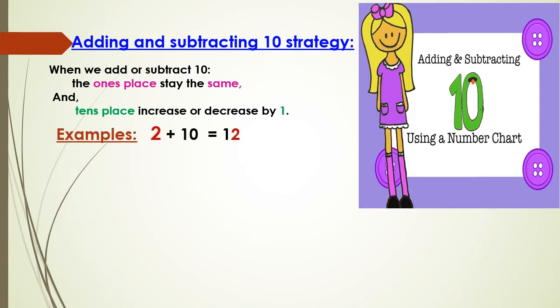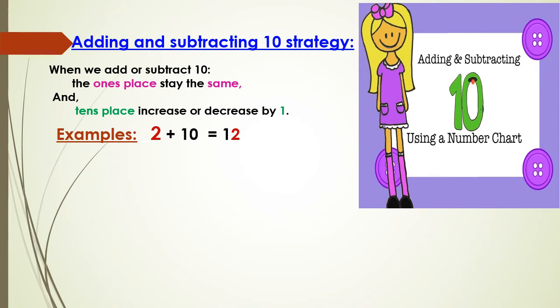The first example, 2 plus 10. Here we can apply the adding or subtracting 10 strategy because we have plus 10 here. Okay, so look carefully at 2. The place of 2 is ones. So we will write 2 as it is with no changes. Okay, and look at the tens place. There is nothing in the tens place. There is an invisible 0. So 0 plus 1 because it's addition. 0 plus 1 equals 1. So 2 plus 10 equals 12.